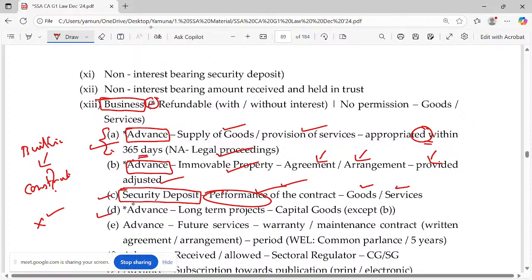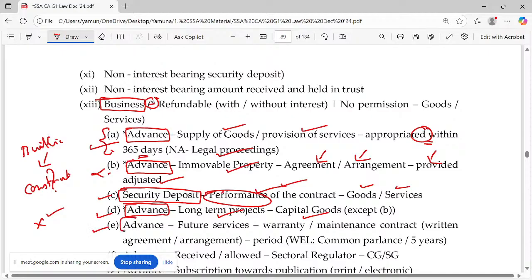D point, you are receiving any advance for a long-term project which will be considered as capital goods. You're constructing a building or a bridge or something like that. Long-term projects, except B, it will not come. Because immovable property is also considered long-term, but it doesn't come here. Bridges, canals, like that.